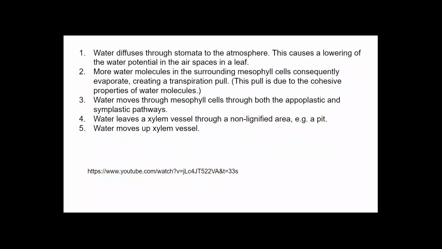And then water diffuses through stomata to the atmosphere. This causes a lowering of the water potential of the air spaces in the leaf, and more water molecules in the surrounding mesophyll consequently evaporate, creating a transpiration pull. Then water moves through mesophyll cells through both apoplastic and symplastic pathways. And water leaves xylem vessels through non-lignified areas, and water moves up a xylem vessel.